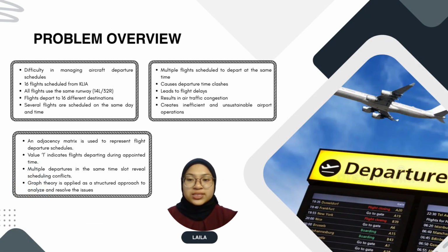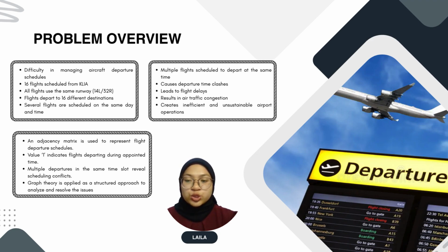This project addresses time management issues in aircraft departure scheduling. Currently, 60 flights are scheduled to depart from KLIA using the same runway 40L/32R to different destinations within the same time period. When multiple flights are scheduled to depart simultaneously, operational problems such as delays and congestion may occur.